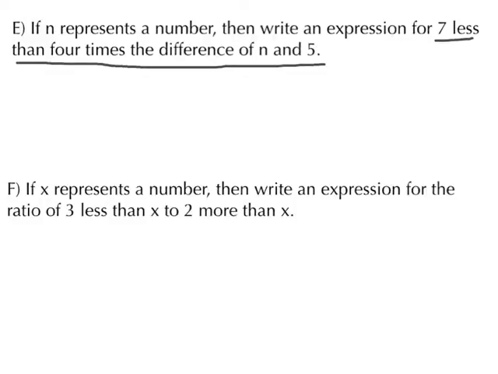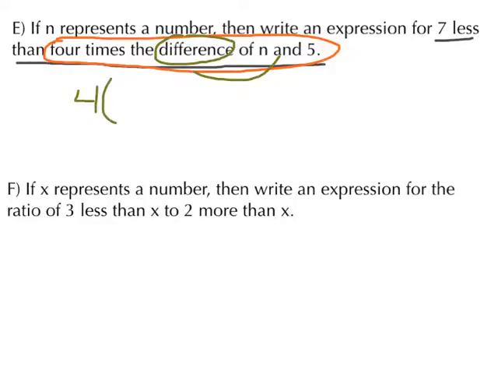Let's start with 4 times the difference of n and 5. Well, some keywords I see in there: difference and. So the word difference is going to go where the word and goes. So I'm going to say 4 times the difference of n minus 5, because difference means subtract. I take the sign and put it where the word and goes. Now we can go back and worry about the less than, so minus 7.